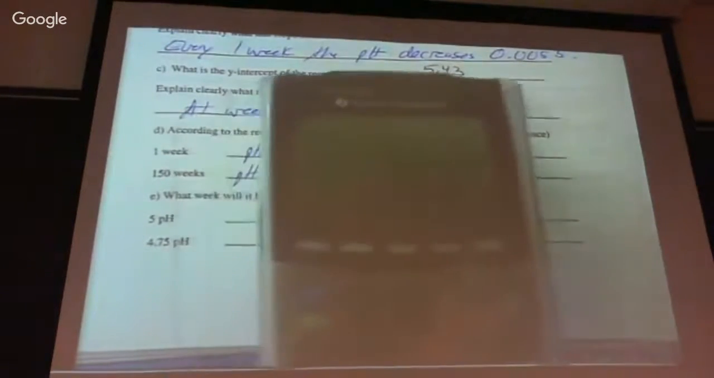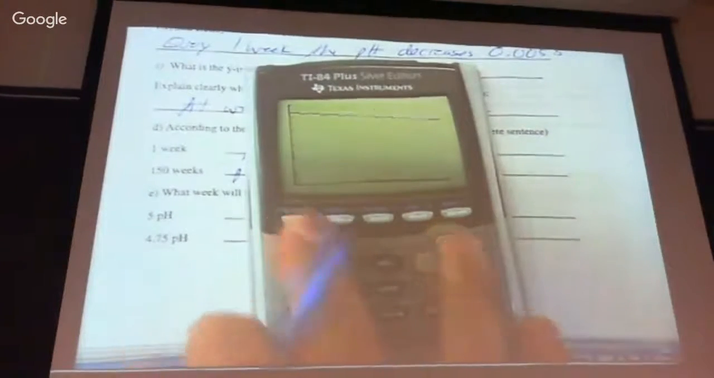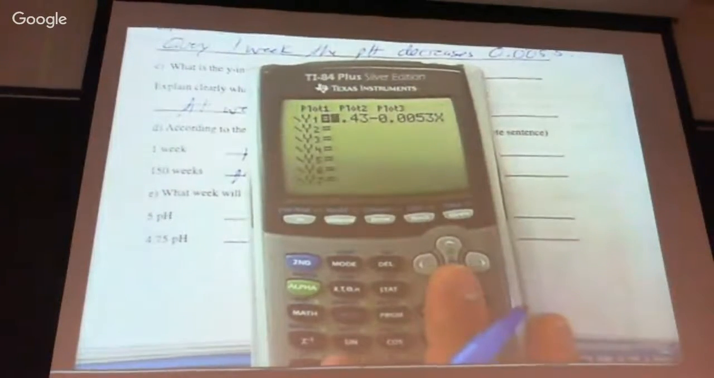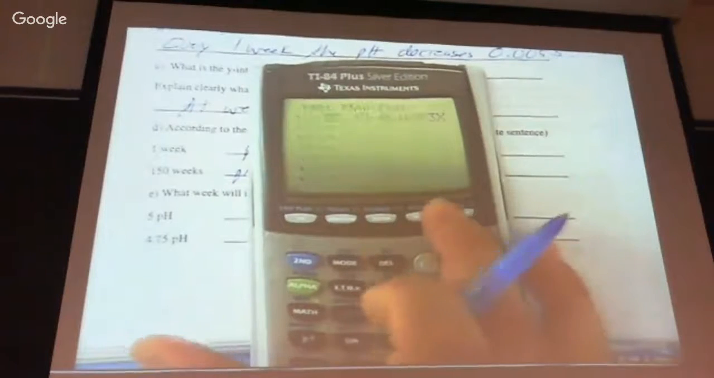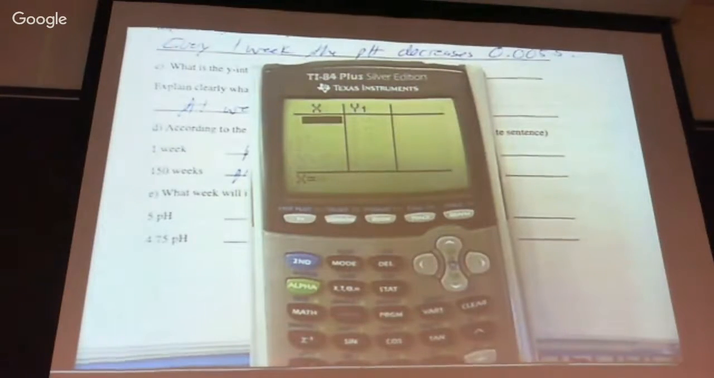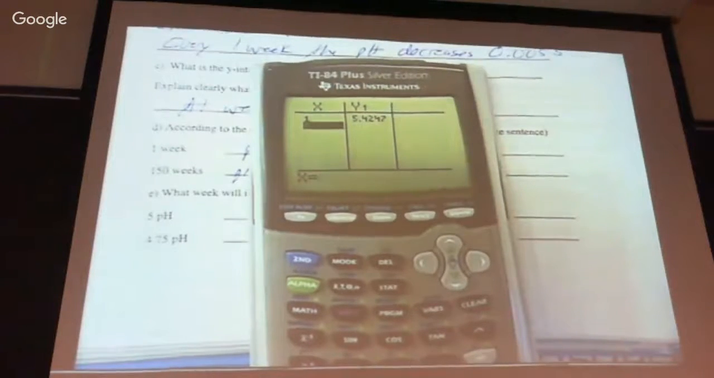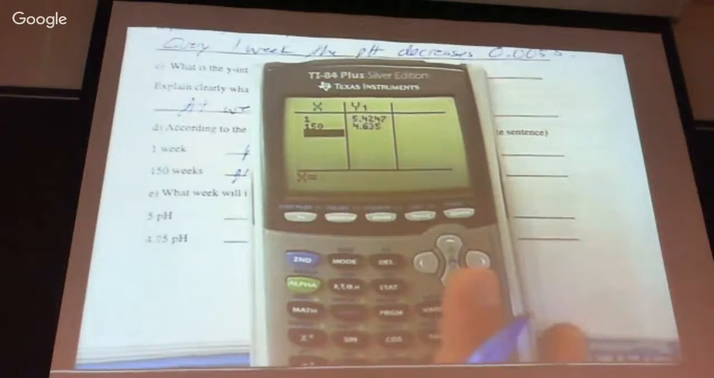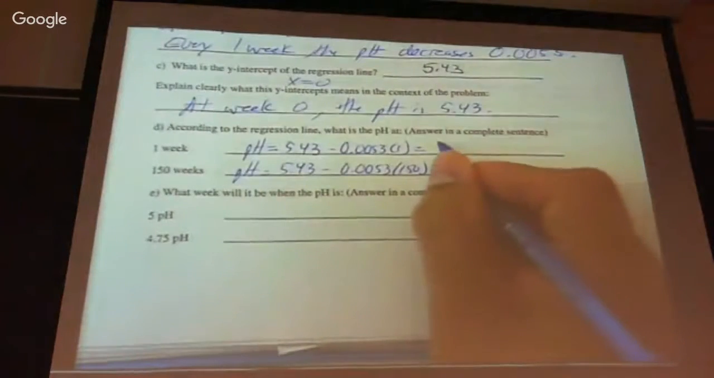But I'm going to do it in the calculator. Remember, I have my equation in Y1. So when I go to the table, I plug in 1, it spits out the pH. I plug in 150, it spits out the pH. So you use technology, right? If it helps you a little bit, if you learn it, use it.